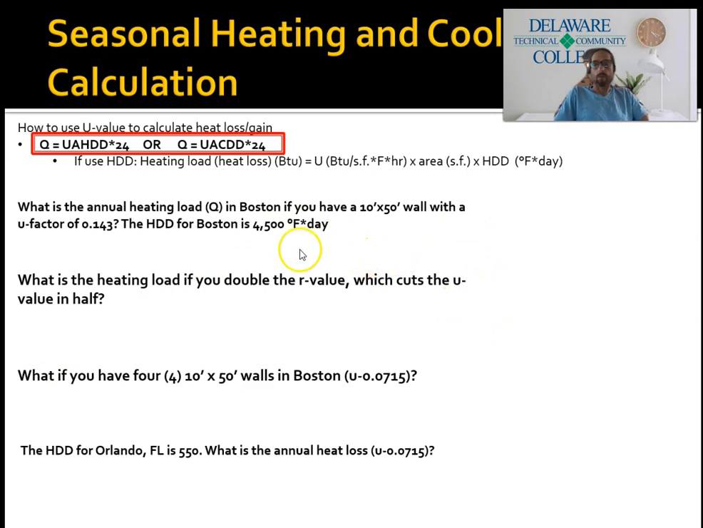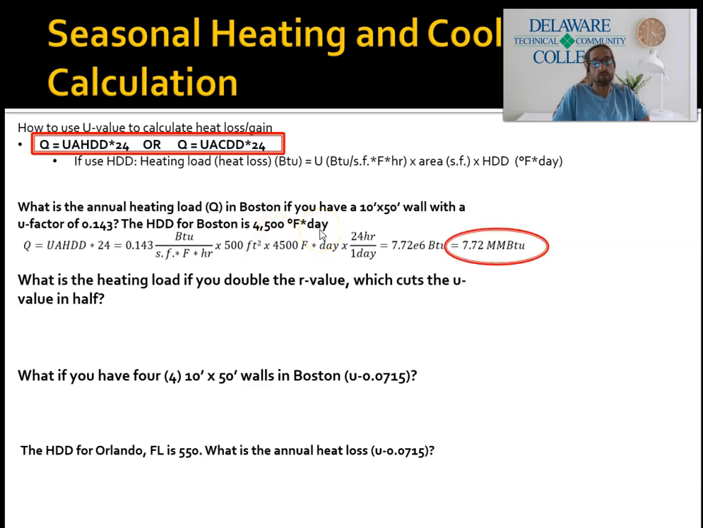Okay. So let's do a couple examples. Remember that wall that was at a U value of 0.143. If we had a 10 feet by 50 feet wall in Boston, with that U factor, with an HDD of 4,500, what's the annual heating need? We just plug it in.